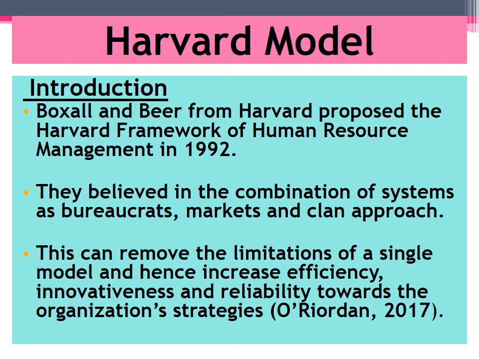Boxall and Beer from Harvard proposed the Harvard framework of human resource management, and this model was given in 1992. The belief of Boxall and Beer for this theory was that it is a combination of systems such as bureaucrats, markets, and plan approaches. This can remove the limitations of a single model and hence increase efficiency, innovations, and reliability towards the organization's strategies.